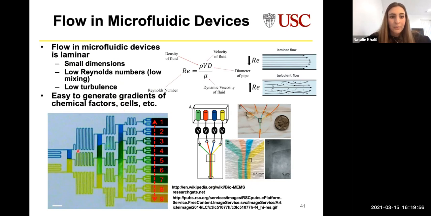But if we want to, we can easily generate gradients or introduce turbulence to cause mixing of fluid. In this example, we can introduce sharp turns in these serpentine channels, which force mixing of the 2 fluids at the inlet. And by introducing a series of these, by starting out with just 2 differently colored dyes, you can end up with 9 different mixtures of these dyes. In this way, we can test multiple conditions and gradients of things like chemical factors, drugs, et cetera.